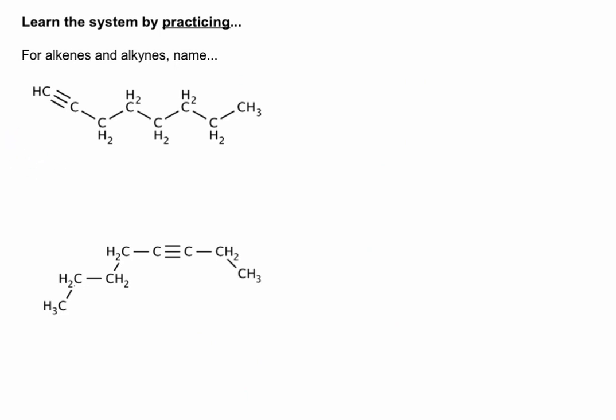So let's name these now. So again, the main thing is to get the numbering correct. And it's pretty obvious where I'm going to start numbering to minimize the position. I'm going to number from this end. There's my triple bond. That now takes precedence for numbering. And so that's going to be carbon 1. I have 1, 2, 3, 4, 5, 6, 7, 8. It's 8 carbon octyne. So it's going to be oct-1-yne. No branches, so that's it. But I must put that oct-1-yne.